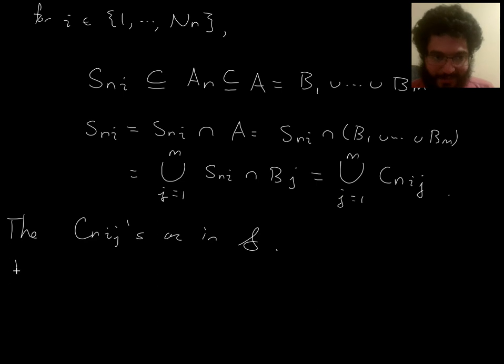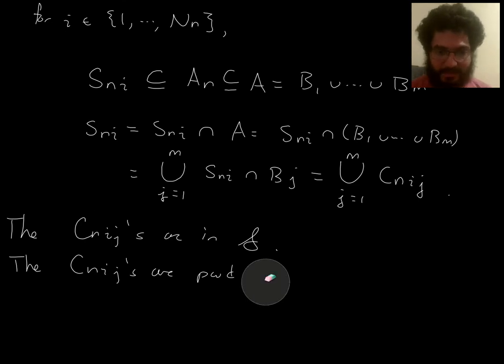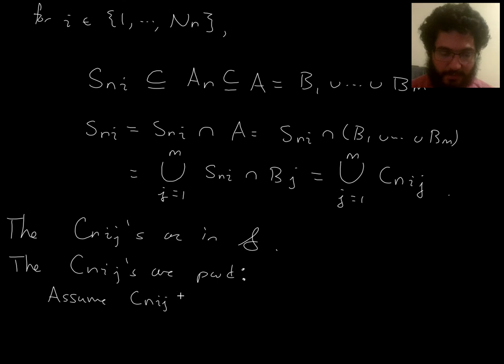Okay, now for something that's a little bit harder to think about, mainly because of how many indices are floating around right now. The C_nij's are pairwise disjoint. I think this is worth writing carefully instead of trying to hand wave through it. To show that an indexed family of sets is pairwise disjoint, you should assume that you have two sets with non-empty intersection, and then see if you can prove the indices are equal. So C_nij, let's say, meets the set C_n'i'j'. So let's say this intersection is non-empty.